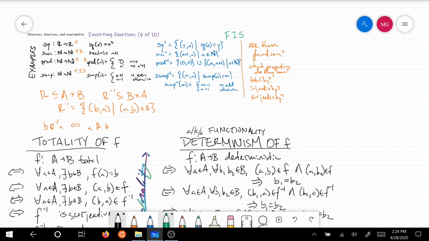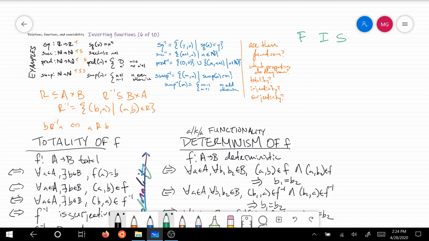So let's just record for each one of these whether the inverse is, I'll write it over here. Sorry about the confusion, folks. Okay, which of these are functions? Which of these are injective? Which of these are surjective? Okay, this is neither injective nor surjective.